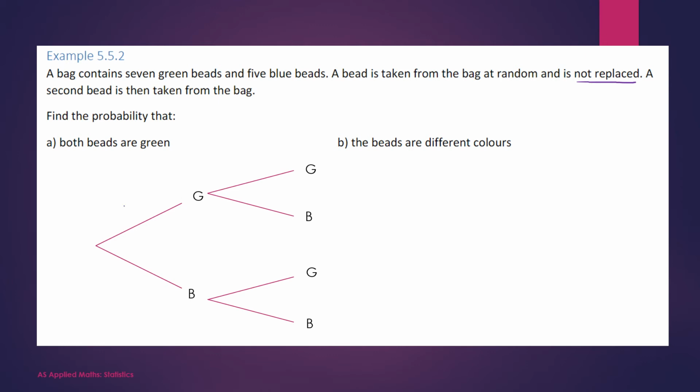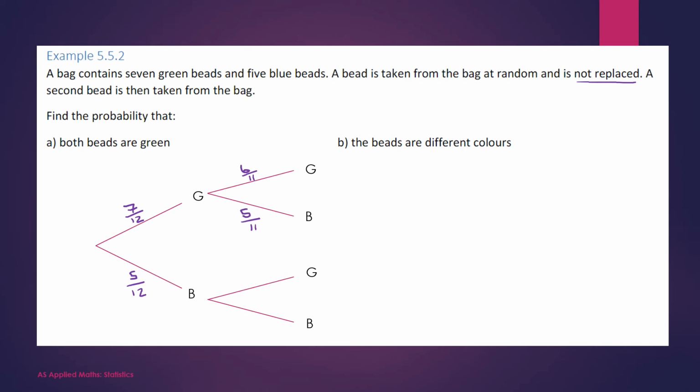So we have 7 green beads in the bag and there's 12 in total, and I have 5 blue beads in the bag. There are 12 in total. 7 and 5 make 12, so I know that that's adding up to 1. If I come along the route that's green, so if I get a green the first time, then that means I have 6 left and I have 11 in terms of the number of beads in the bag. I still have 5 blue beads out of 11, and 6 and 5 makes 11.